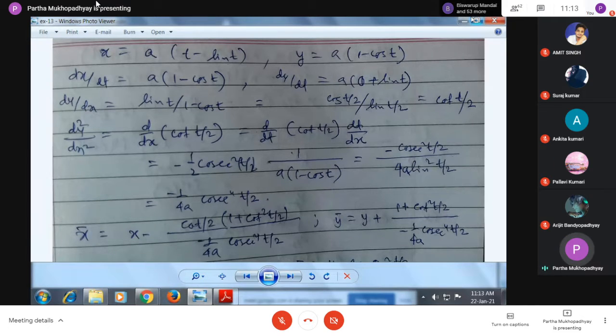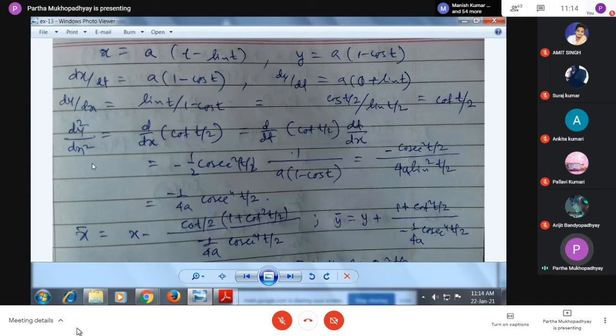Now, second, we will require d2y/dx2. You know in the formula, you will require y1, y2, both. So d2y/dx2 we will require, that is equal to d/dx of dy/dx. d/dx of dy/dx means d/dx of cot t/2. And d/dx of cot t/2, you cannot do it directly because cot t/2 is a function of t. So let us write this as d/dt of cot t/2 into dt/dx by chain rule. By chain rule, we can write d/dx of function of t as equal to d/dt of function of t into dt/dx.